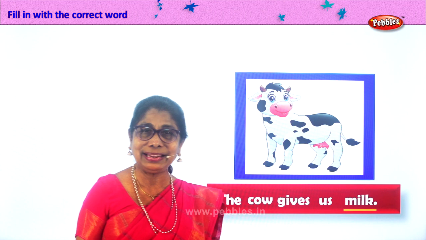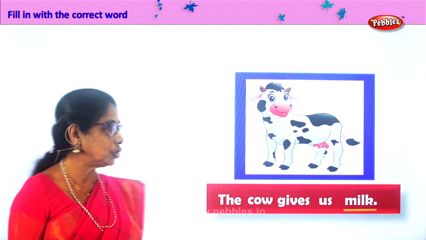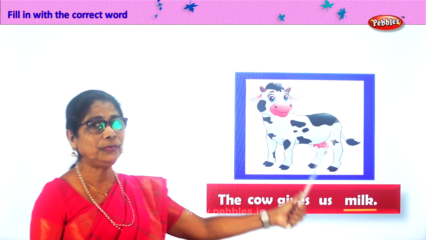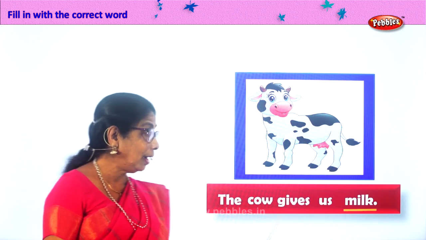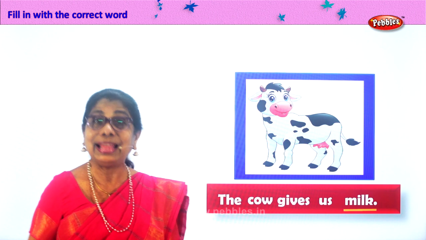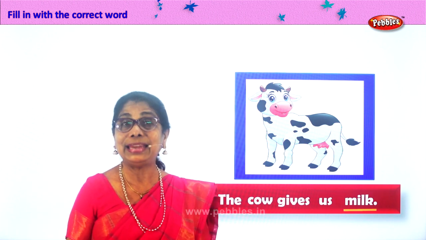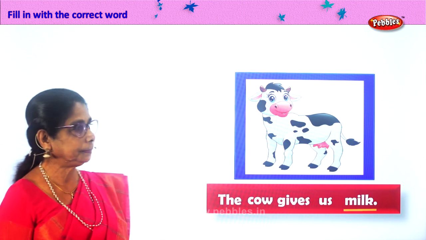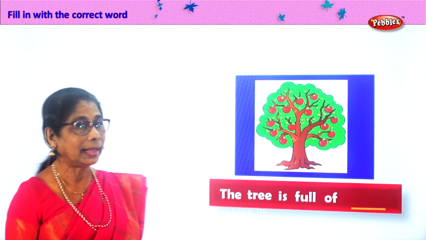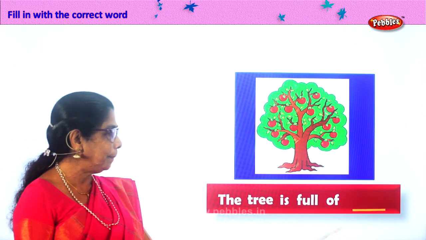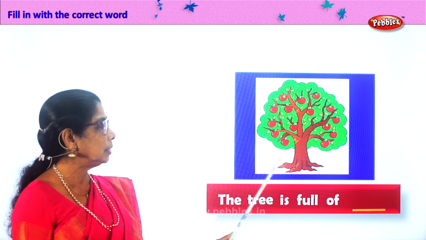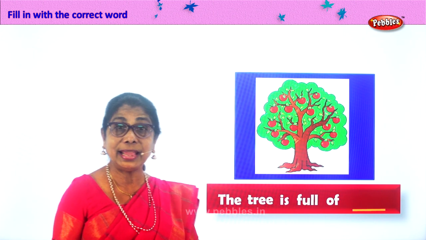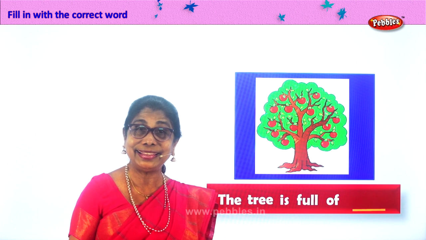You'll have to drink milk? Yes. Good. The beautiful cow. She's very happy to give us milk. The cow gives us milk. Let's look at another picture. And look at this. There's a word missing over here. What picture is this? It's a picture of a lovely apple tree.